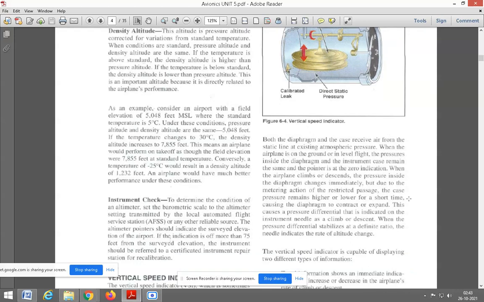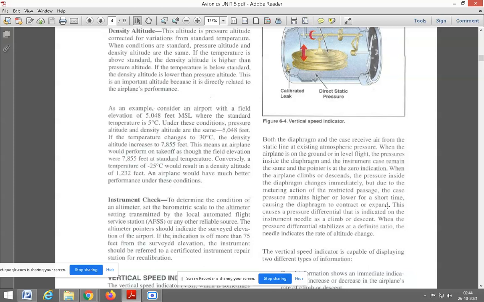But when the airplane climbs or descends, that means when your airplane starts to climb or descend, the pressure inside the diaphragm changes immediately. So the pressure changes in the diaphragm and in the outer case. But due to the metering action of the restricted passage, the case pressure remains higher or lower for a short time, causing the diaphragm to contract or expand.